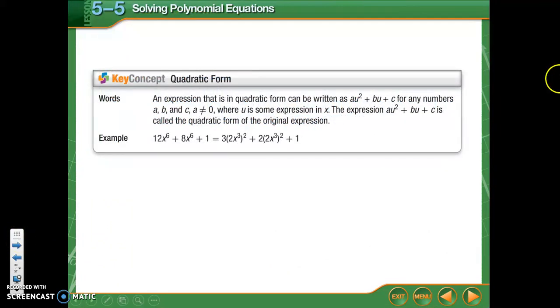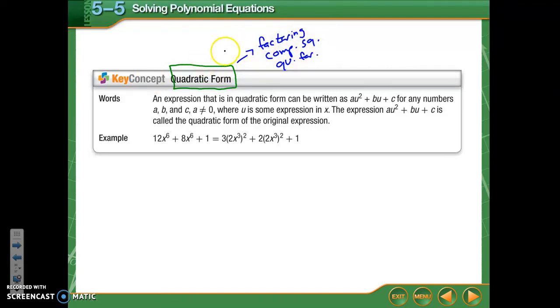So today we're going to finish section 5 by talking about something else, which is called quadratic form. If a polynomial is in quadratic form, then I can use quadratic techniques to solve it. So maybe I could factor using quadratic trinomials, or I could do completing the square, or quadratic formula, things like that. It might not be quadratic, because quadratic means that the highest degree is 2, but it might be in quadratic form. Quadratic form means that I can write my expression like this.